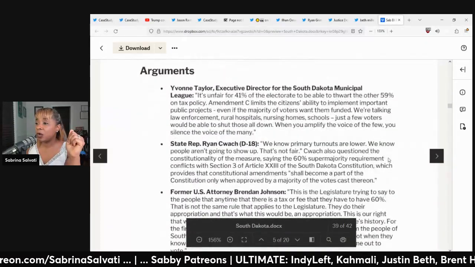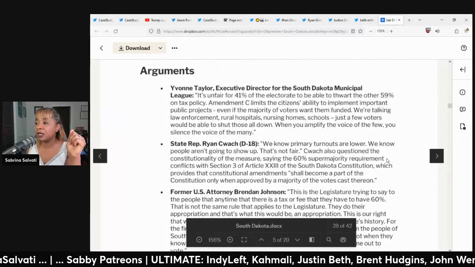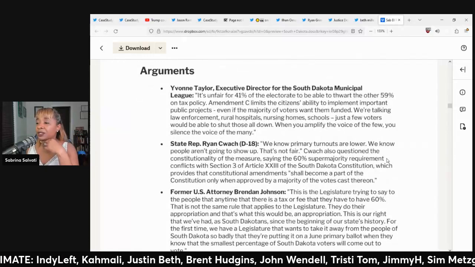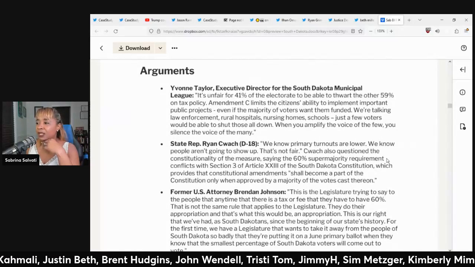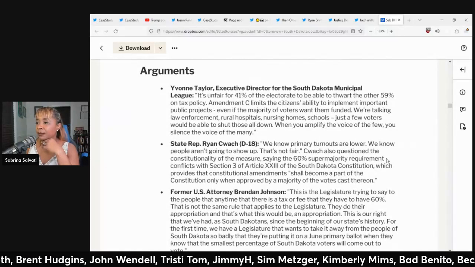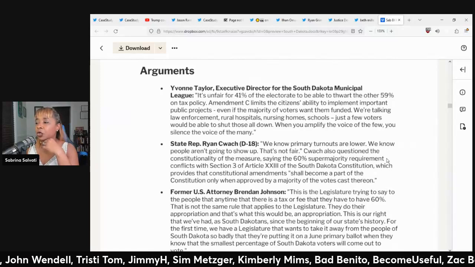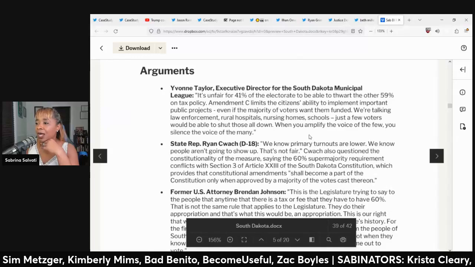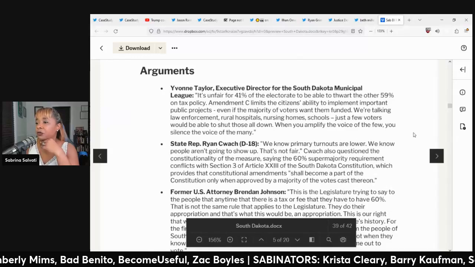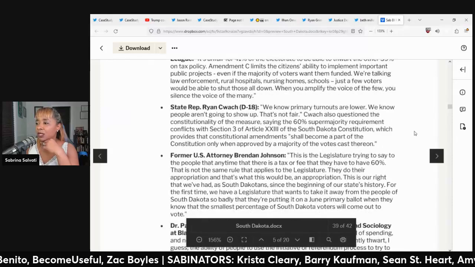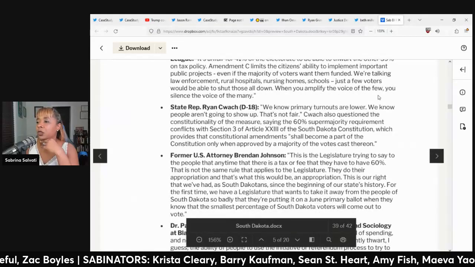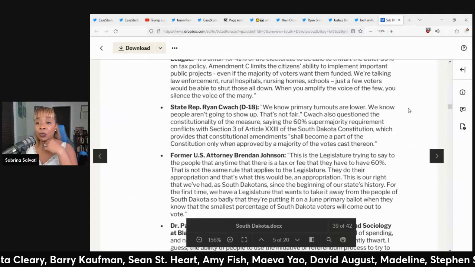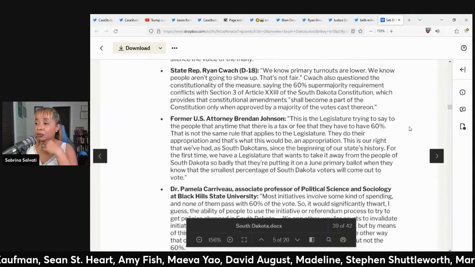And one of their arguments was it's unfair for 41% of the electorate to be able to thwart the other 59% on tax policy. Amendment C limits the citizens' ability to implement important public projects, even if the majority of voters want them funded. We're talking law enforcement, rural hospitals, nursing homes, schools. Just a few voters will be able to shut those all down. When you amplify the voice of the few, you silence the voice of many. That's very, very well put. Very well put.